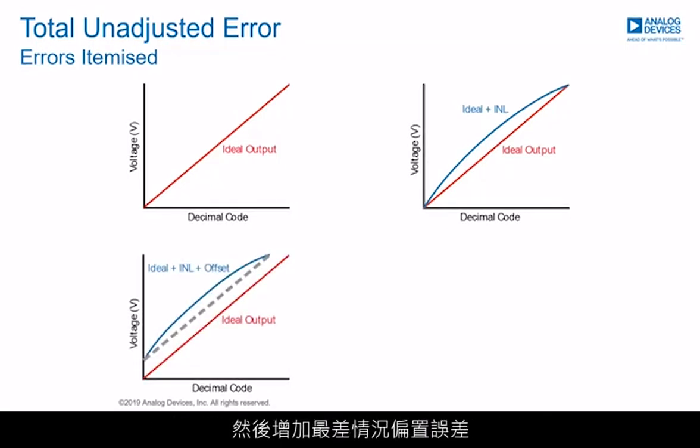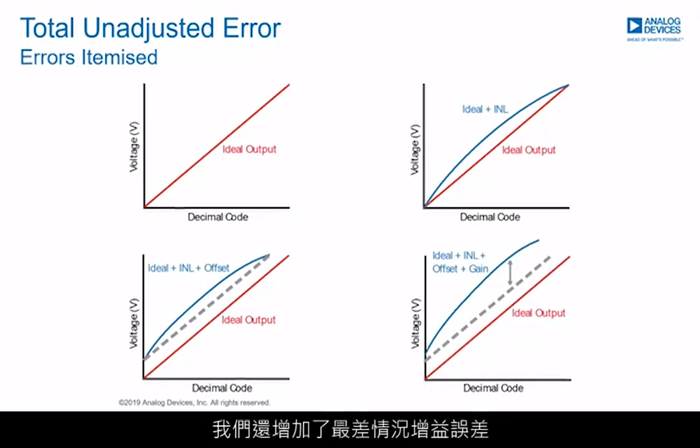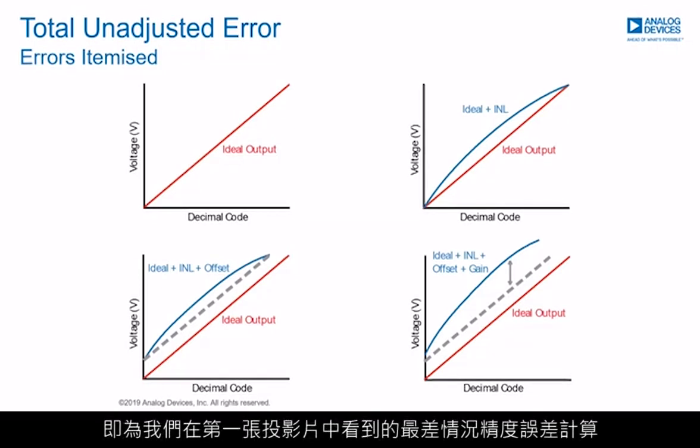We then add the worst case offset error, which is a measure of offset error in the DAC and output amplifier. It is the difference between the actual error and the ideal error. We also add the worst case gain error, which is a measure of the span error of the DAC. It is the deviation in the slope of the actual DAC transfer characteristic from the ideal. Gain error is usually expressed as a percentage of the full-scale range. It is the slope error for the transfer function. We are effectively looking at the calculated worst-case accuracy error we looked at in the first slide.